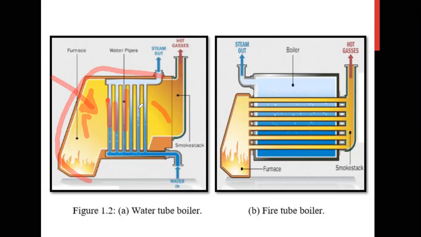We all know that heat transfers from a hot body to a cold body. So the outside is hot, and the water inside has a lower temperature, so the water absorbs that heat energy from outside and becomes steam. That is the water tube boiler. And this is the fire tube boiler. The closed vessel is full of water. You see that?